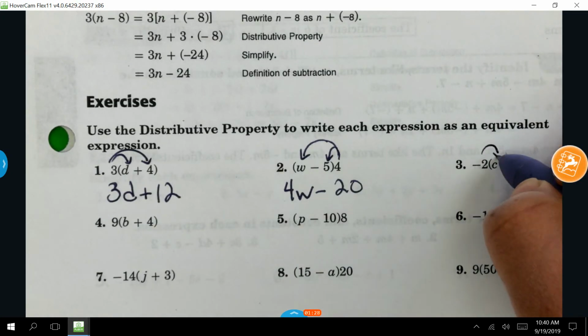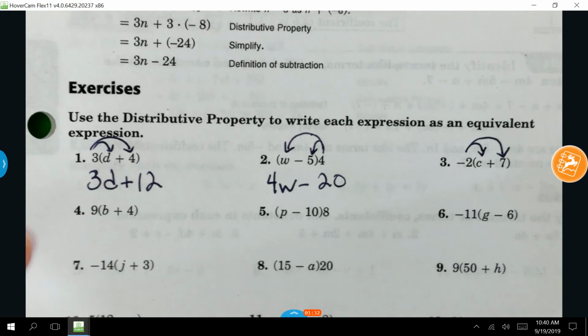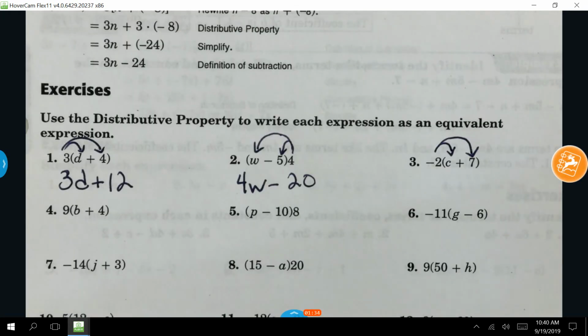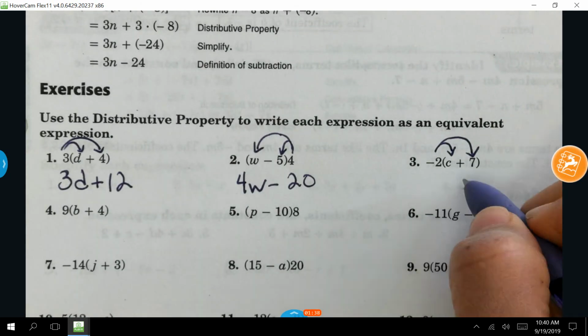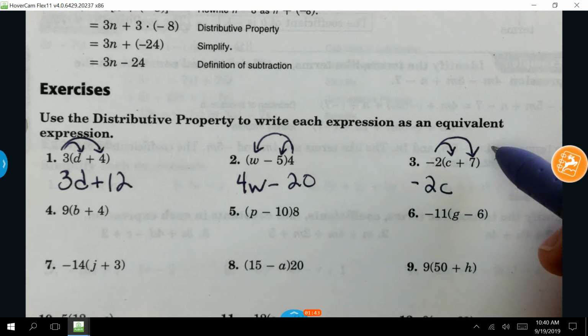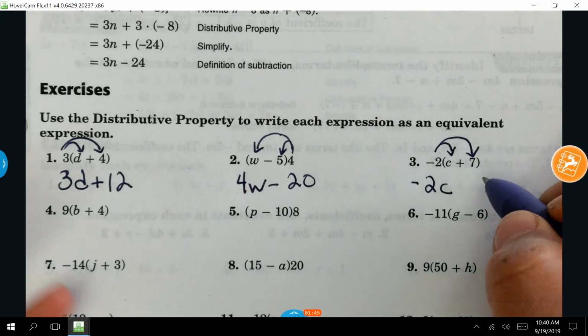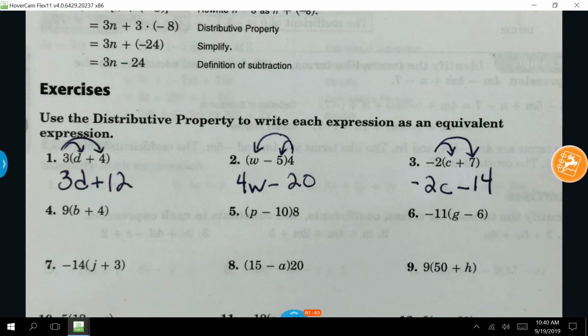Here we have a negative 2 times C and a negative 2 times 14. I'm sorry, negative 2 times 7. I just said the answer. So what is negative 2 times C? Negative 2C. And a negative 2 times 7 is negative 14. So I'm just going to put minus 14 because, now listen, subtracting a positive is the same thing as adding the negative. And math is the exact opposite of English.